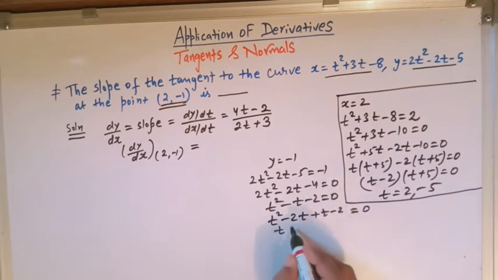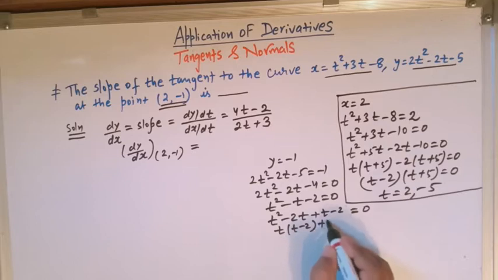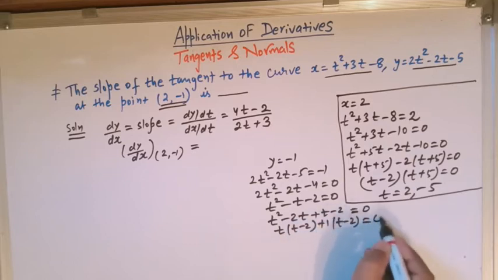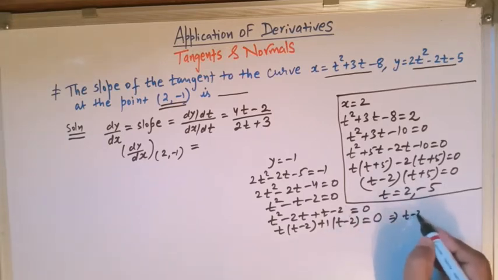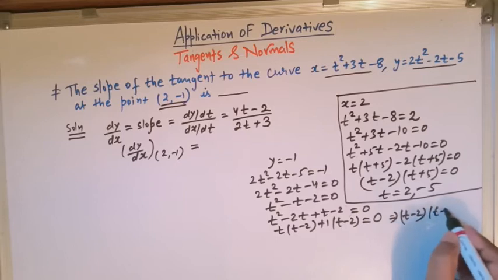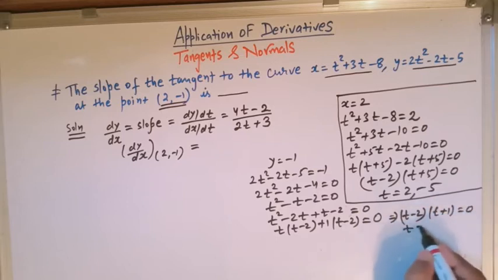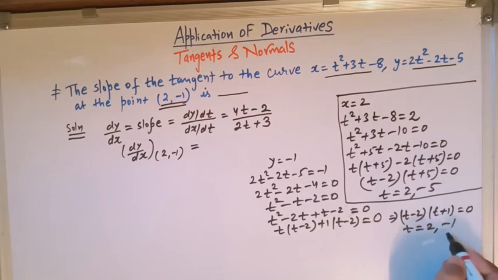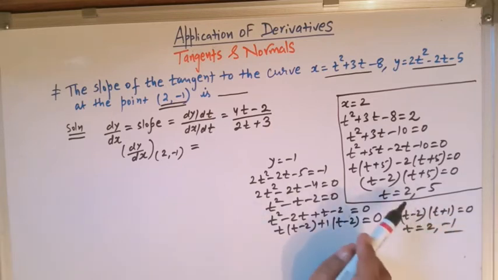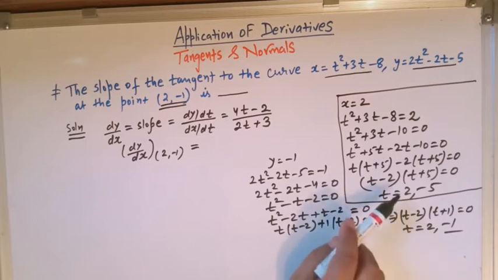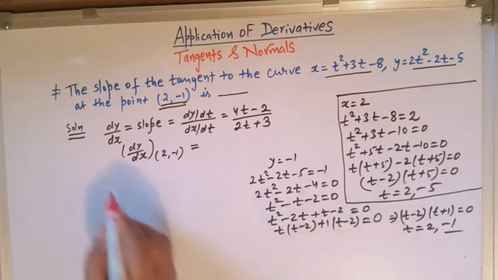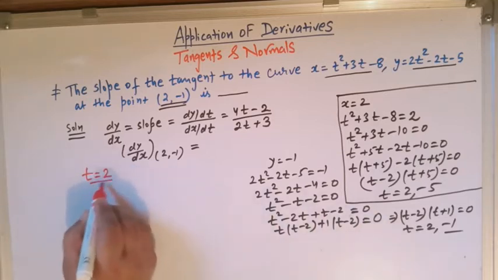So here we have t into t minus 2 plus 1 into t minus 2 is equal to 0. Clear? So this implies t minus 2 and t plus 1 is equal to 0. So here we have t is equal to 2 and minus 1. Now we see that only t is equal to 2 is the common value between x and y. Clear? So we take t is equal to 2.